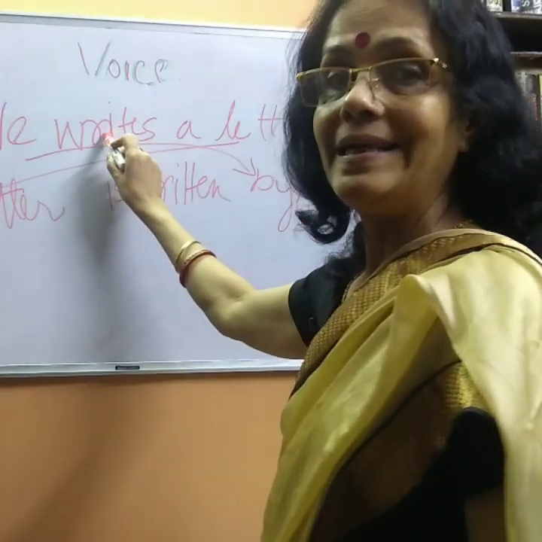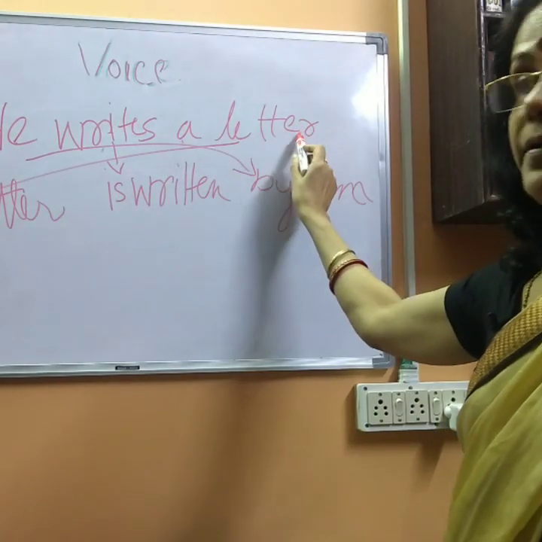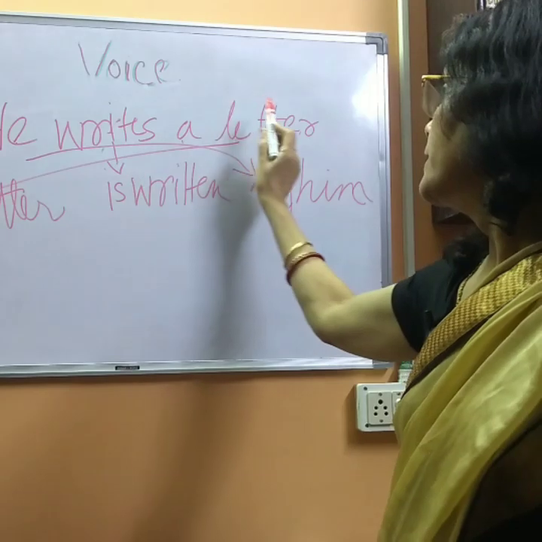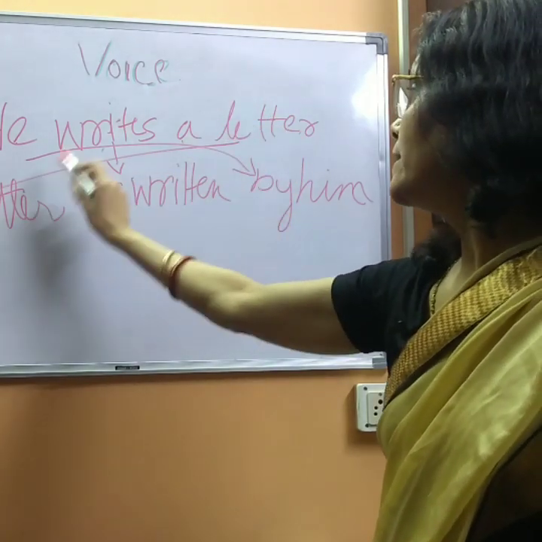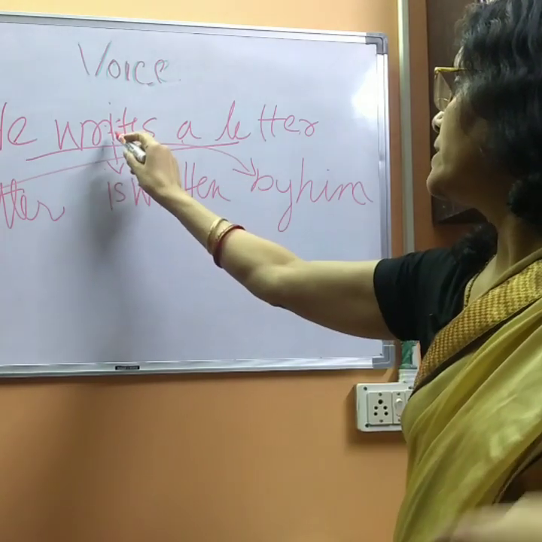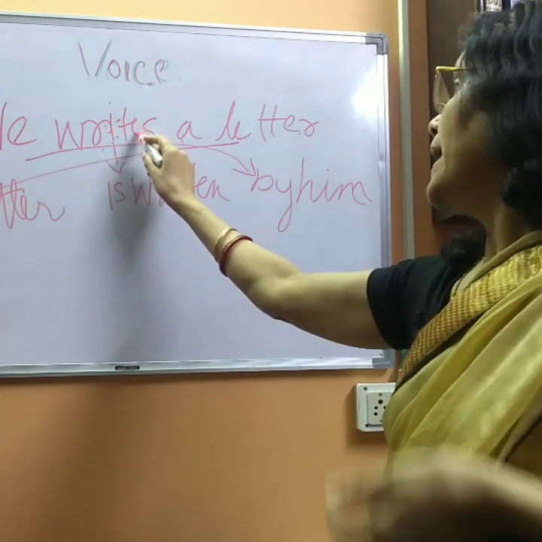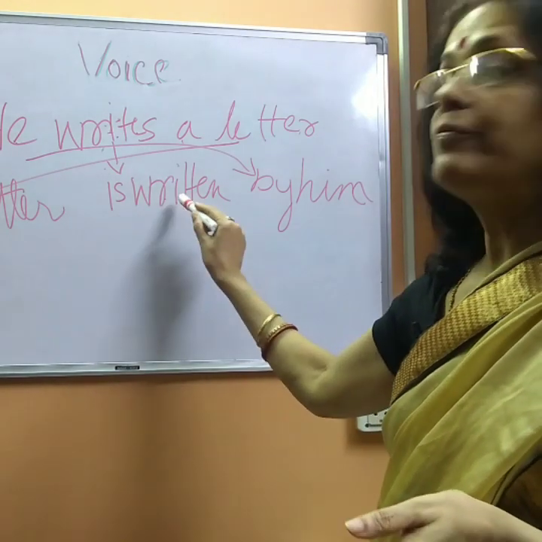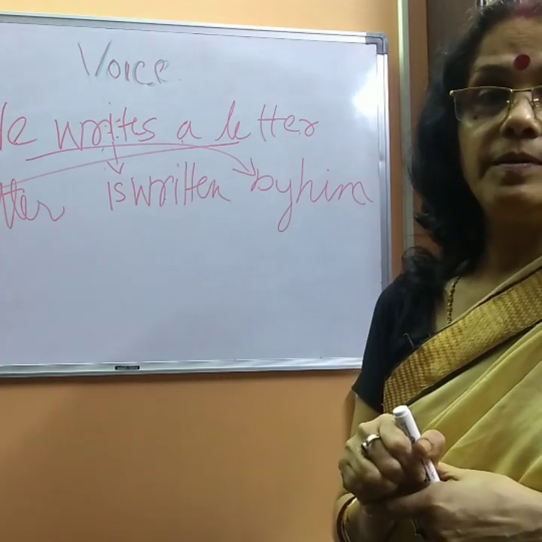He writes a letter. Writes is your present and simple present form. So how do we change it? A letter, writes becomes is written by him. So this is your change from active to passive.